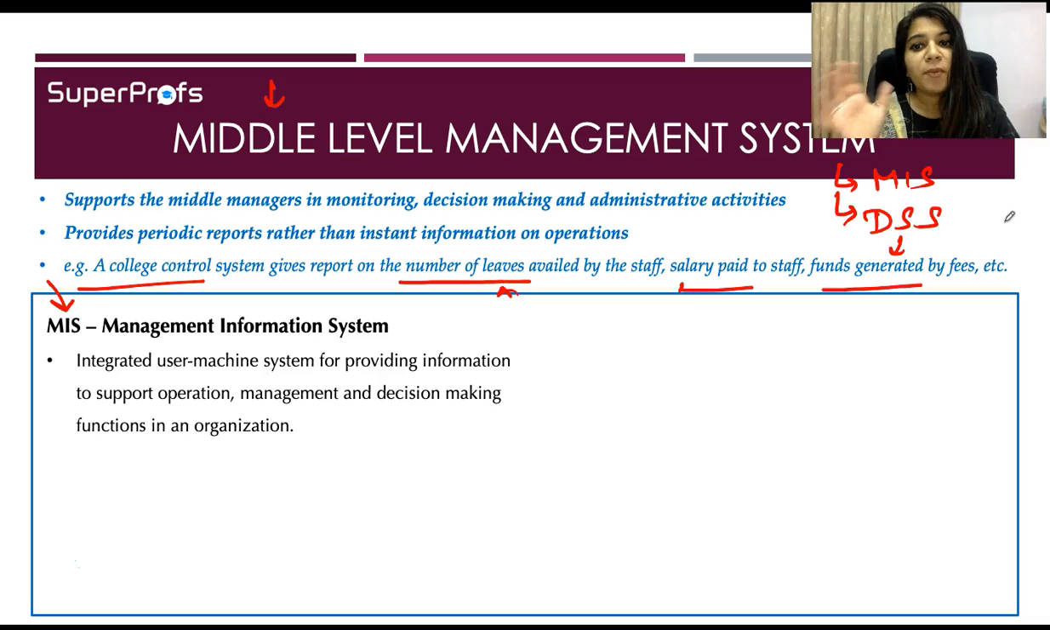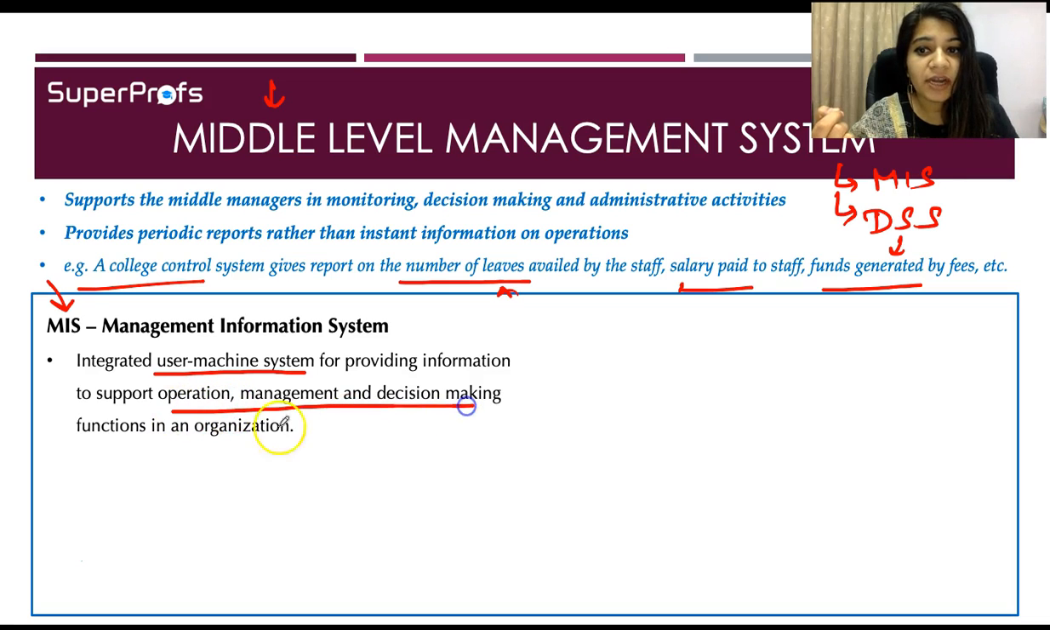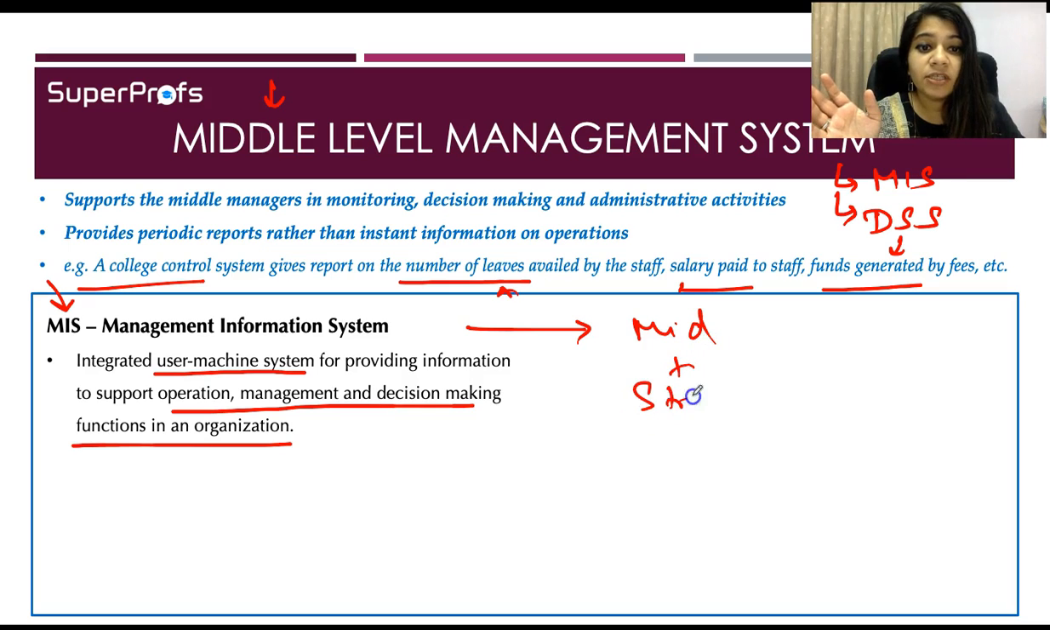Okay, now management information system. What is this used for? It is an integrated user machine system for providing information to support operation, management, and decision making functions in an organization. Now, one thing which is very important and which you need to ensure that you remember is a management information system may be utilized by mid-level as well as strategic level.